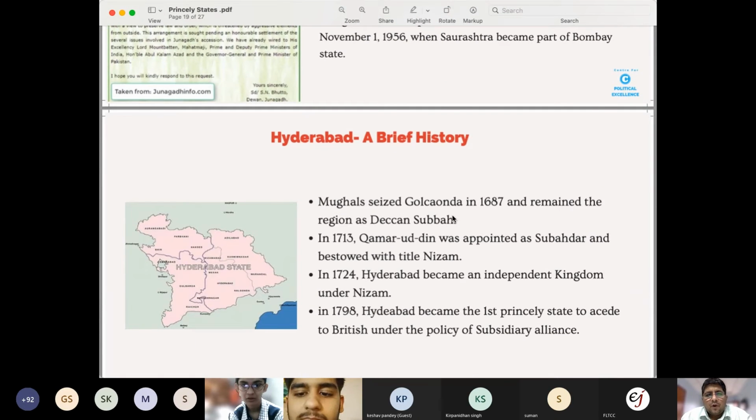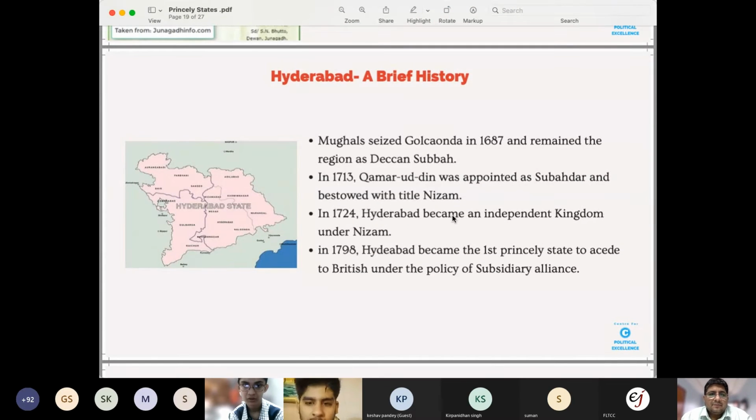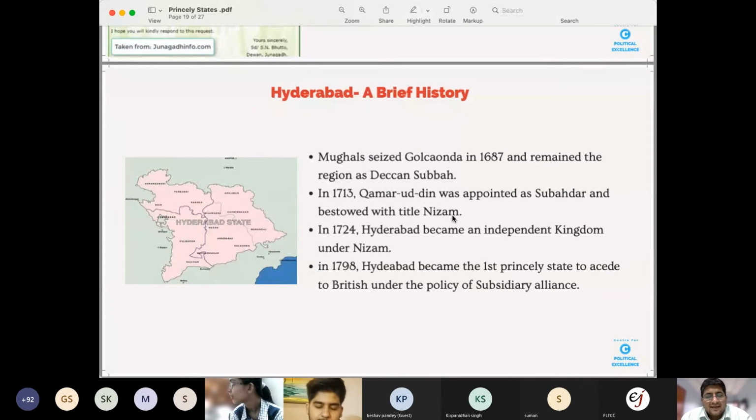Now we come to our second topic of discussion, that is Hyderabad, one of the largest princely states in India before independence. If you look at the history, this princely state of Hyderabad, or Kingdom of Hyderabad, was established by a Mughal noble, who was appointed as a Subedar. The first Nizam was Kamaruddin in 1713, and he was given this title Nizam. Ultimately in 1724, he declared his independence from the Mughal kingdom, and he started ruling Hyderabad independently.